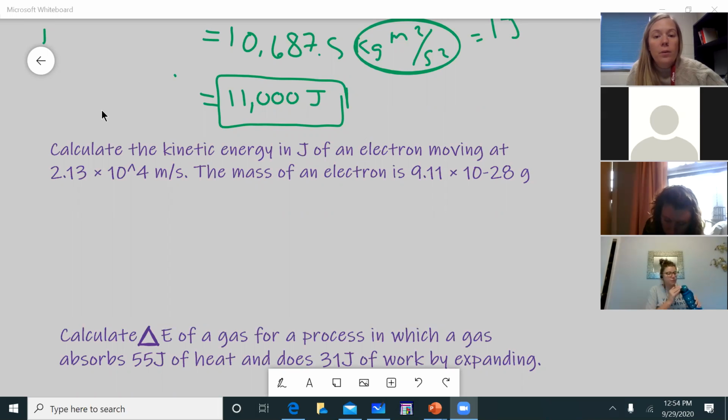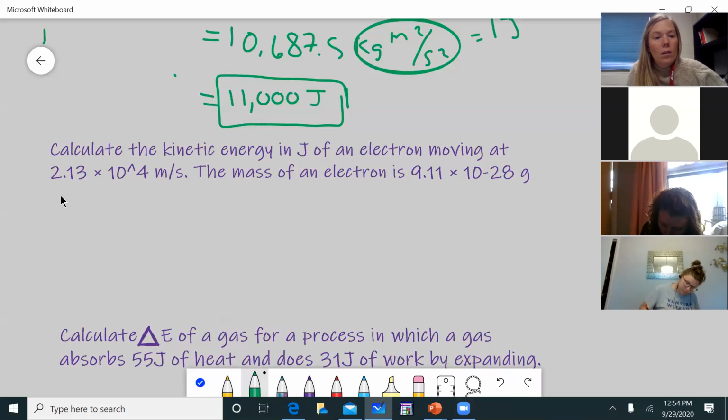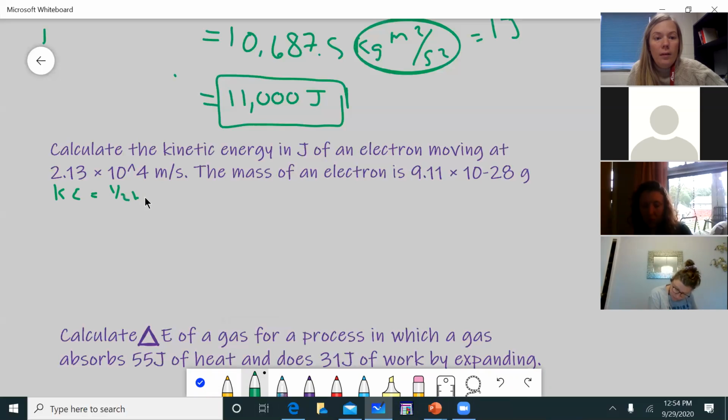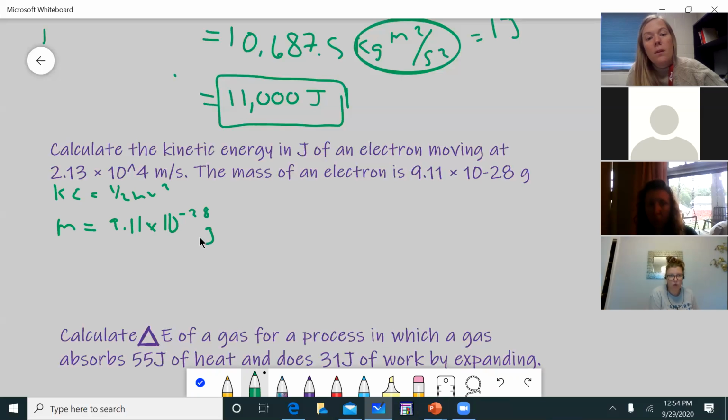All right, so we'll be using the same equation of kinetic energy equaling 1/2 mv squared. My mass in this instance is 9.11 times 10 to the negative 28 grams. Now, I know that I need to have my mass not in grams, but actually in kilograms in order to be able to get that joule one-to-one conversion.